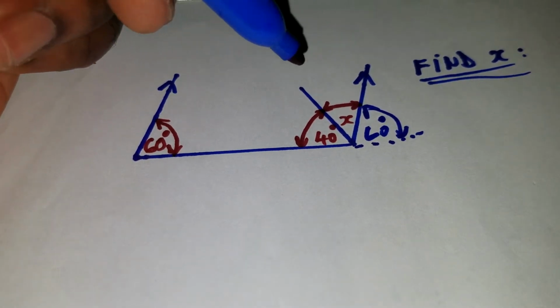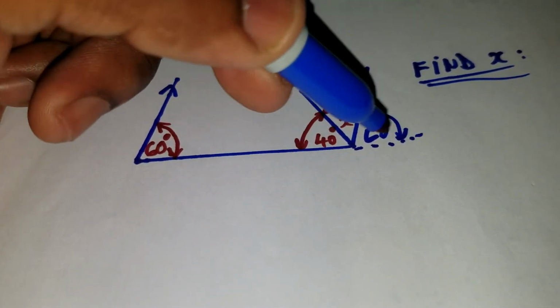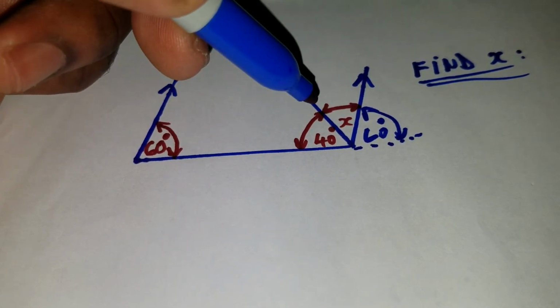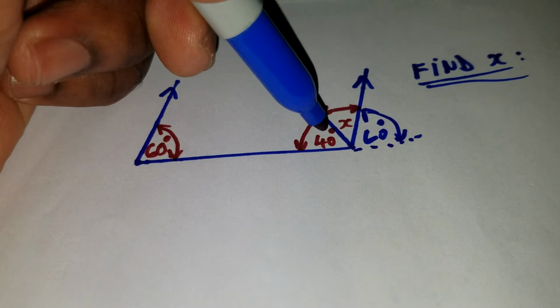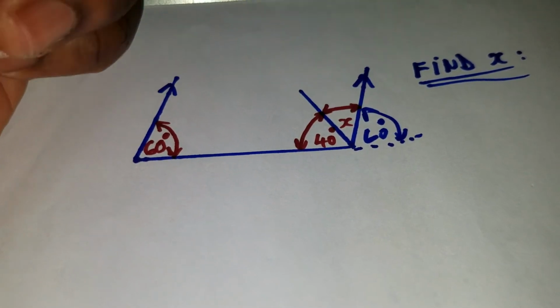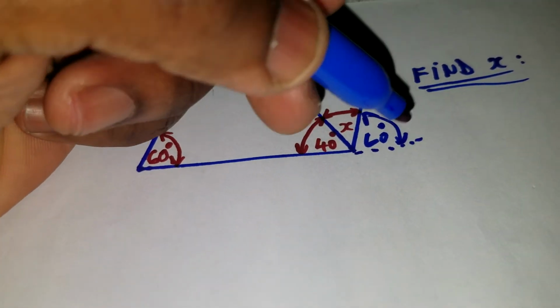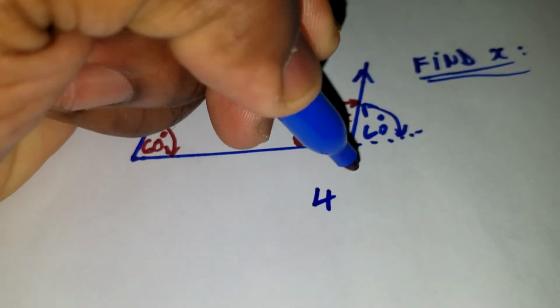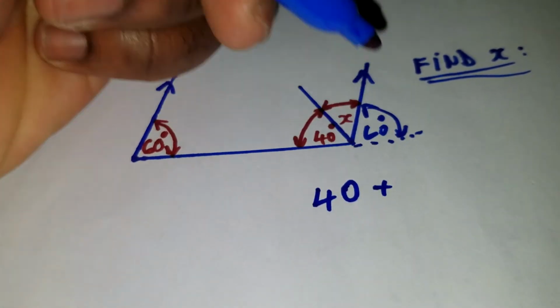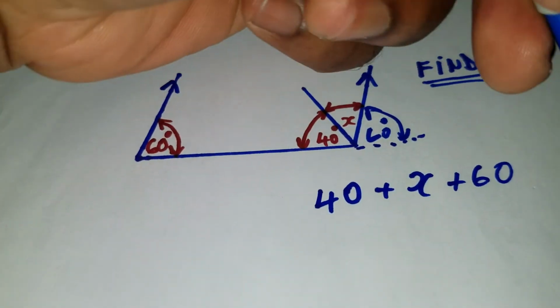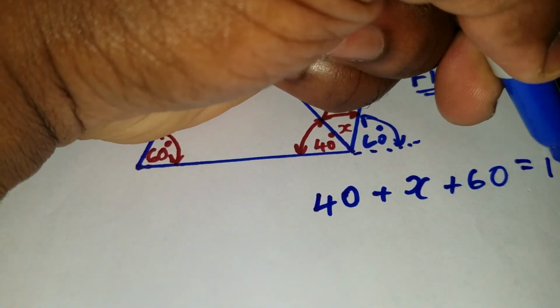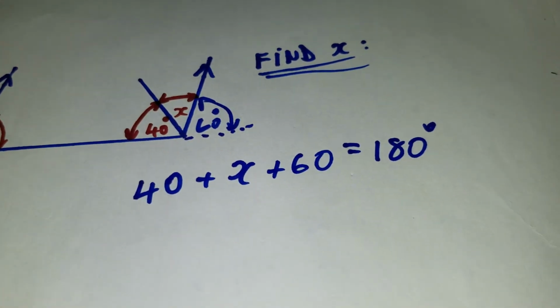And now we see that we have a straight line. And what do we know about angles on a straight line? Angles on a straight line must sum to 180 degrees. So therefore 40 plus x plus 60 must give us 180 degrees. So let's see, 40 plus x plus 60 is equal to 180 degrees.